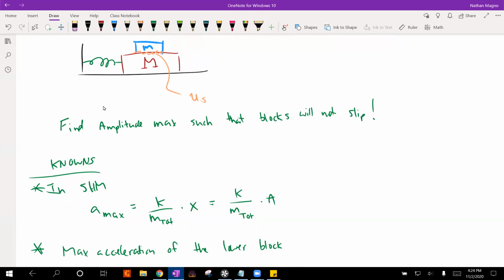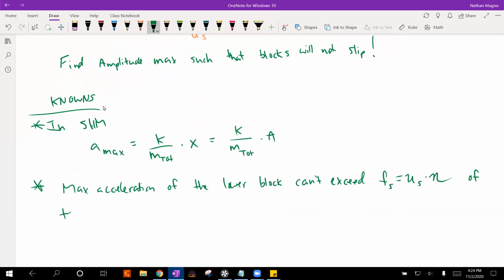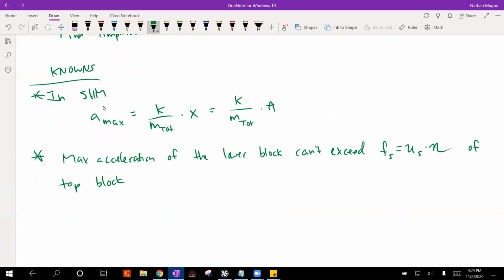So the max acceleration of the lower block can't exceed the max acceleration of the top block, which is based off the mu s, because the frictional force is mu s times your normal force. So yeah, you pretty much had it, Solomon. Max acceleration of the lower block can't exceed, I'll do this, Fs equals mu s, so you know there's friction times m of top block. Yep. And from here, it's a derivation, pretty much my favorite. So now we will solve.